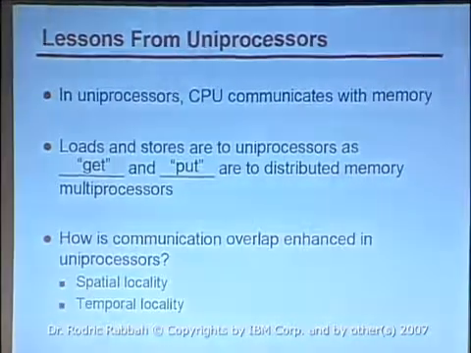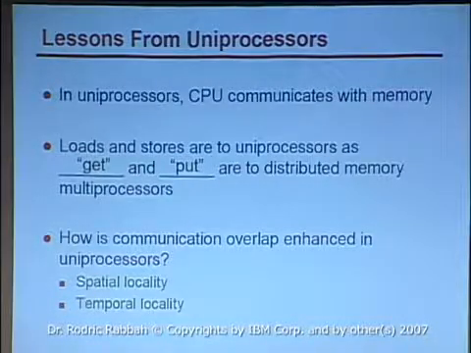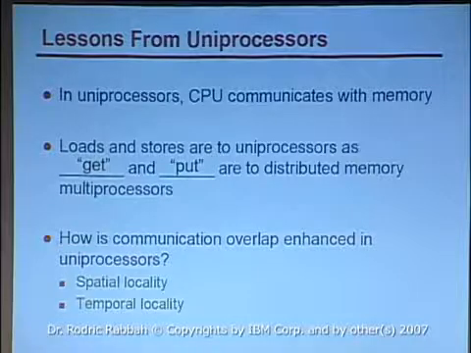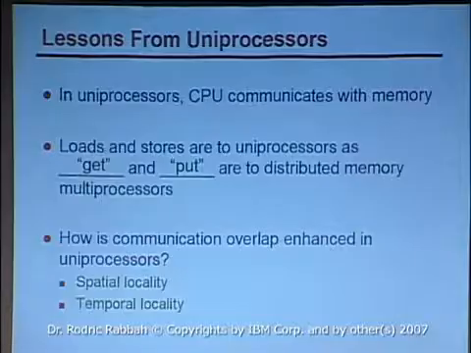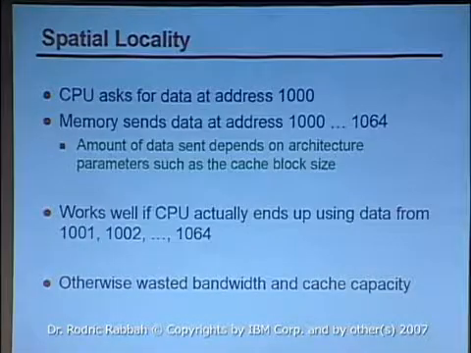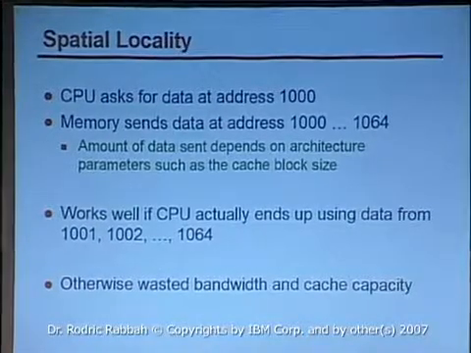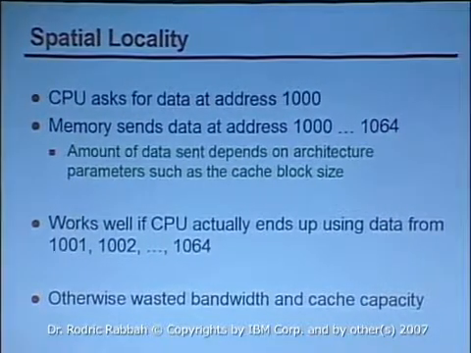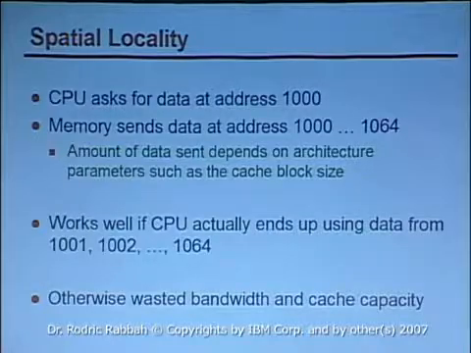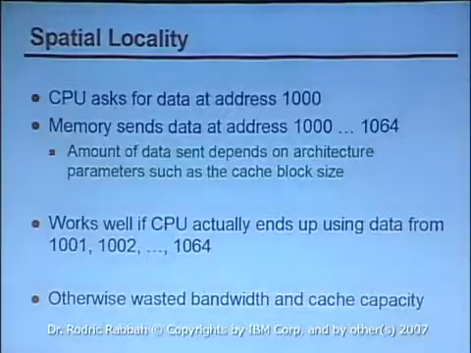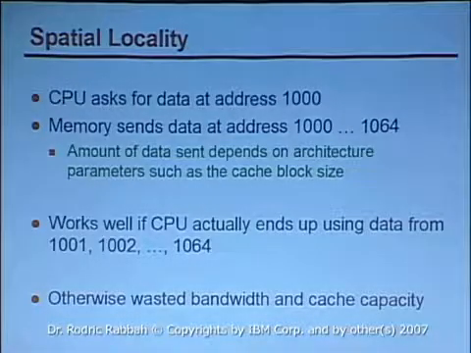So on a uniprocessor, how do you overlap communication? Well, the memory system is designed in a way to exploit two properties that have been observed in computation: spatial locality and temporal locality. I'm going to look at each one separately. In spatial locality, the CPU asks for data address 1000. What the memory does is send data address 1000 plus a whole bunch of other data that's neighboring it, so 1000 to 1064.